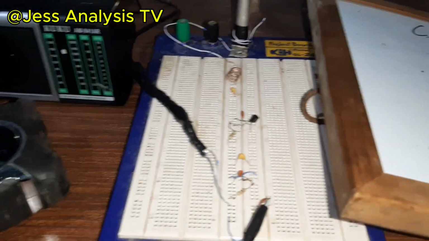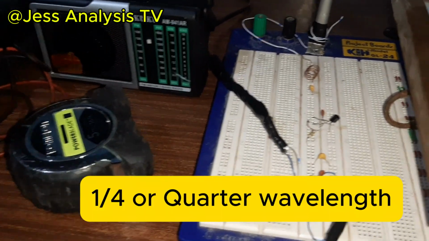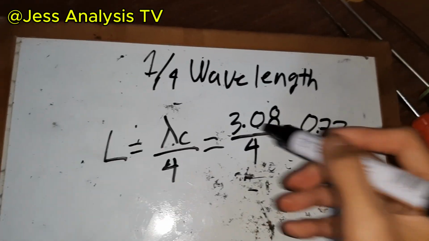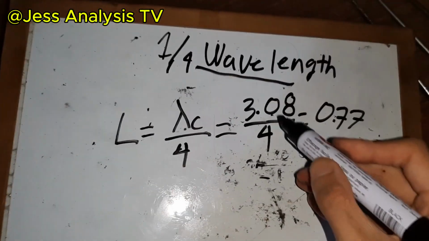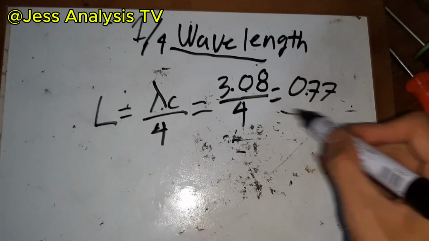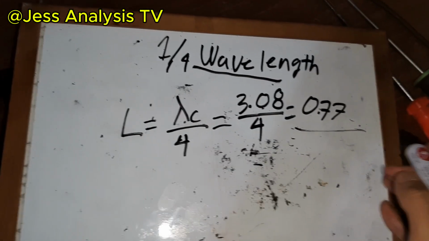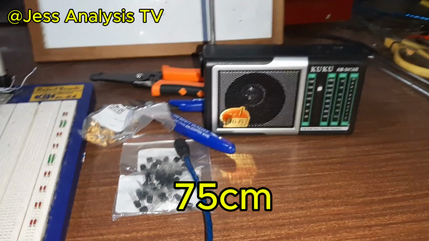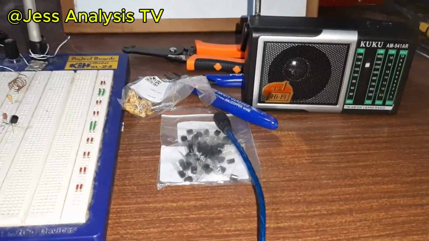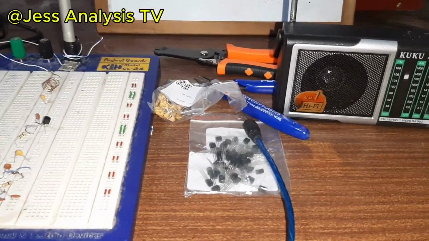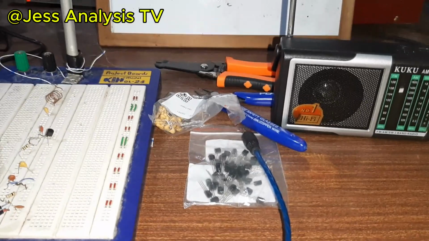Most FM antennas are quarter wave monopoles, meaning their length is 1/4 of the wavelength. To get the 1/4 wavelength, 3.08 over 4 equals 0.77, or 77 centimeters. But in my antenna, I use 75 centimeters. This explains why the antenna length is about 75 centimeters. It's a practical approximation of the quarter wavelength at the center frequency.